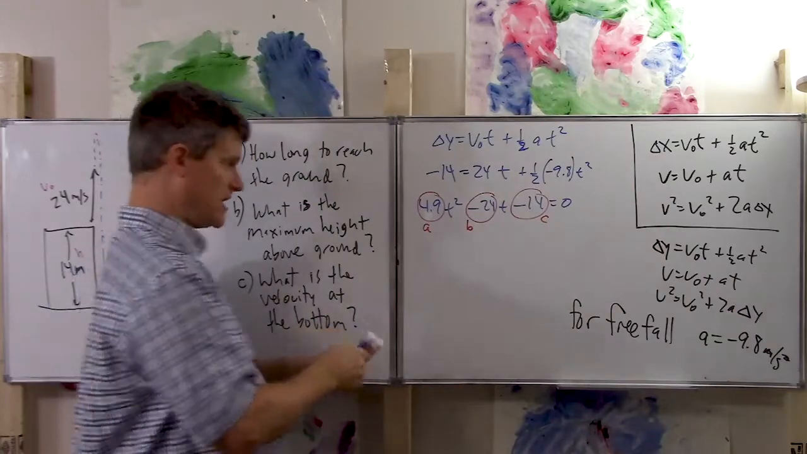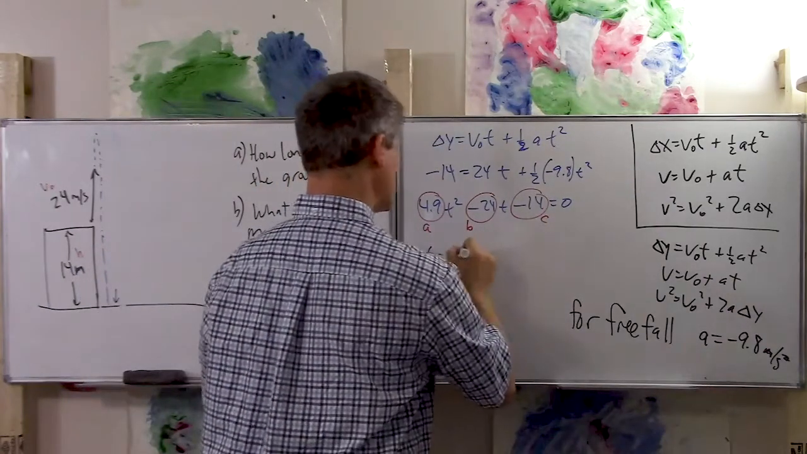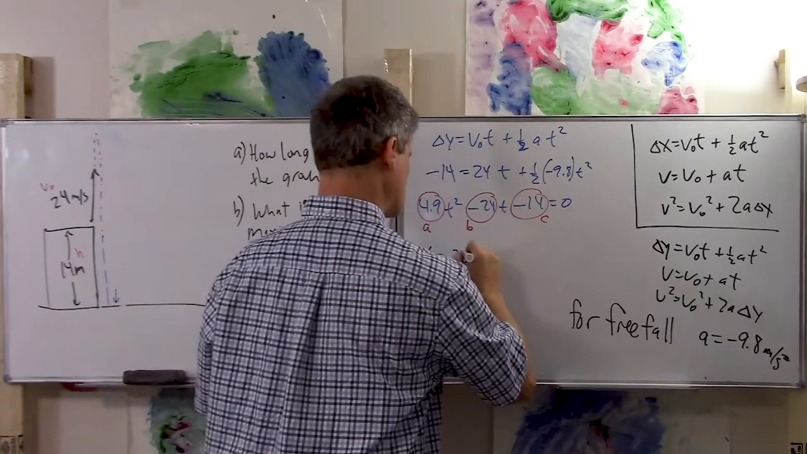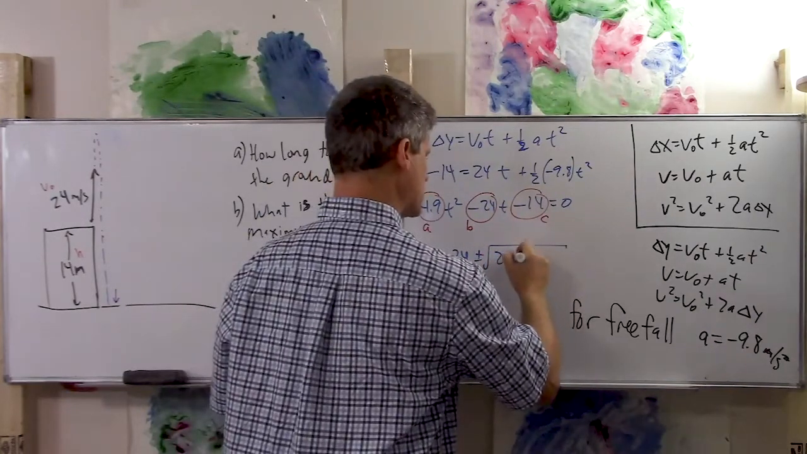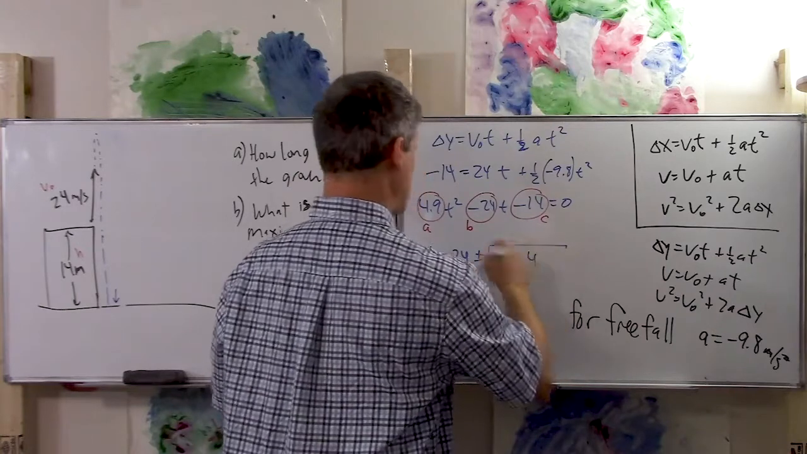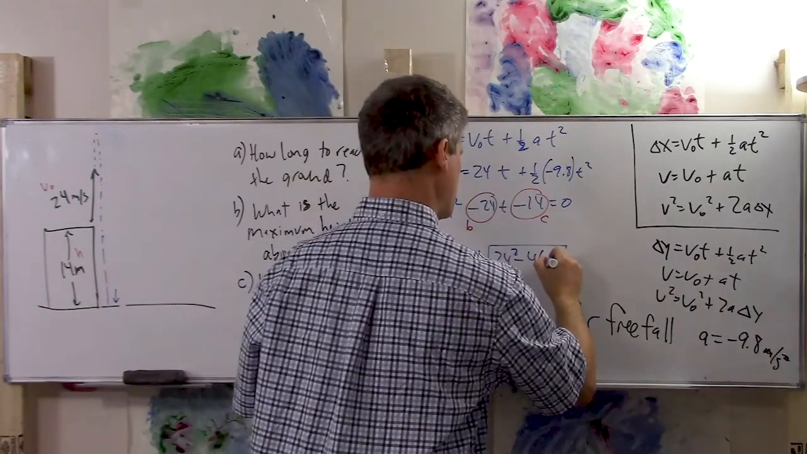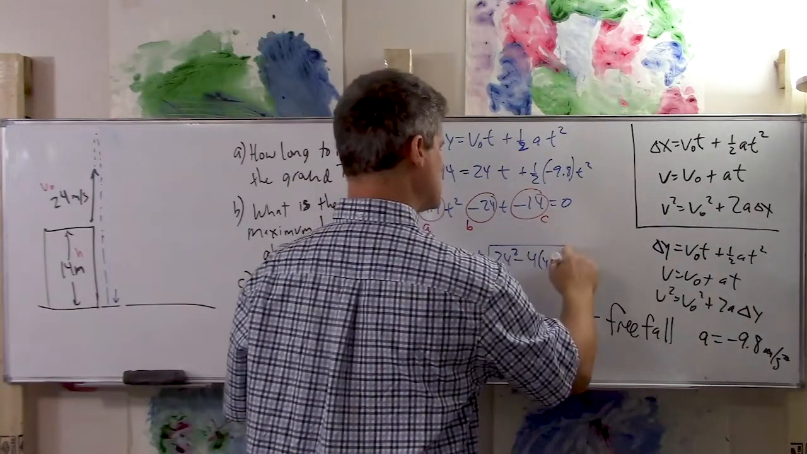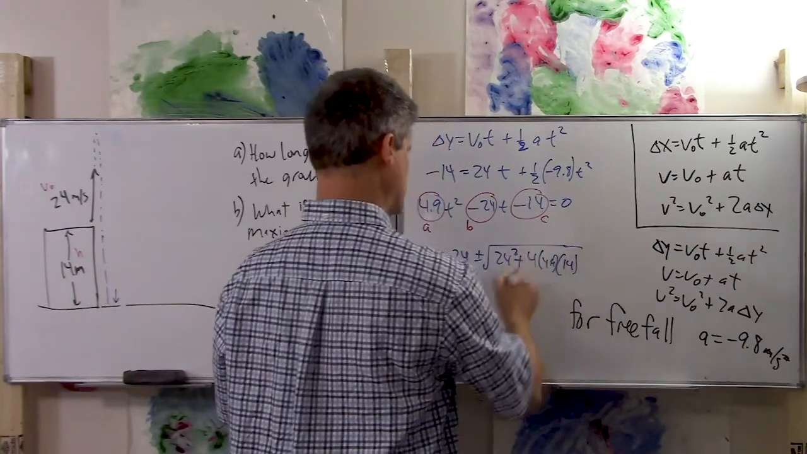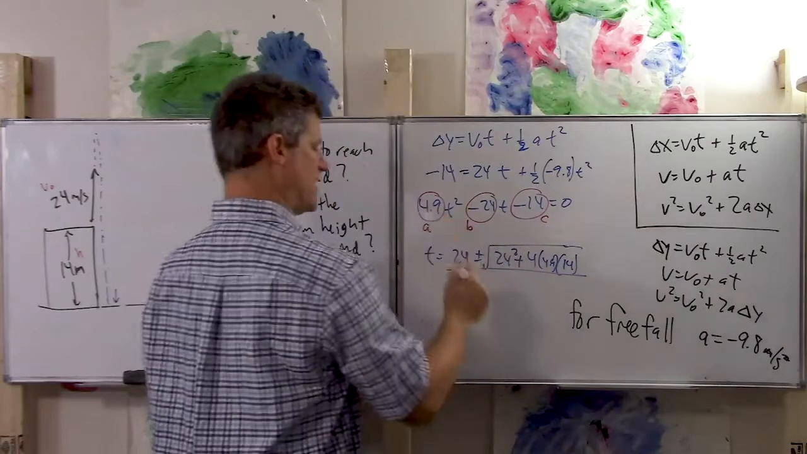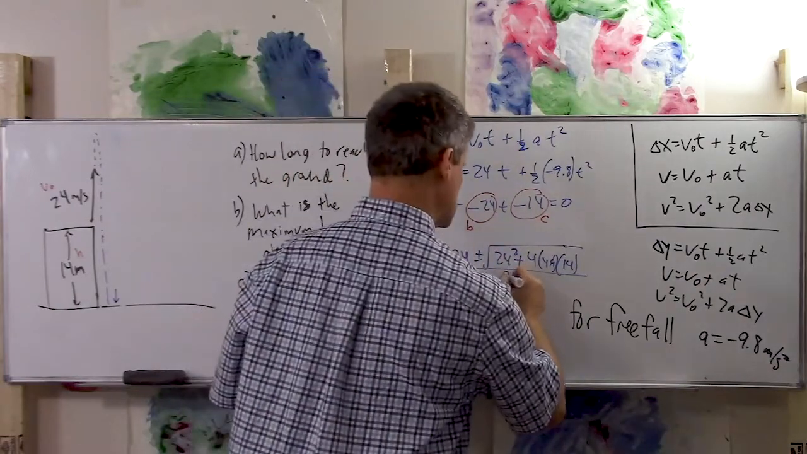To solve it, we get t equals negative b, so that's 24, plus or minus the square root of b squared, so that's 24 squared, minus 4, a is 4.9, and c is negative 14. So that's going to be 14 here, and that'll make the negative a positive. And all over 2a, so 2 times 4.9 is 9.8.